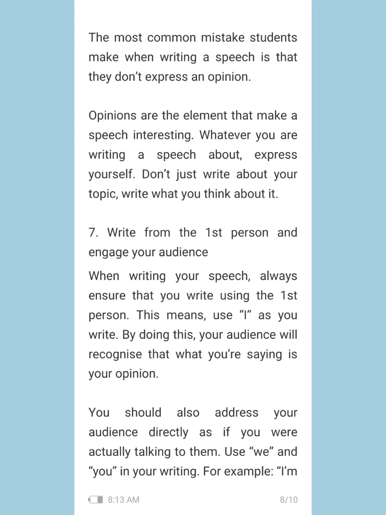Actually, opinions are the elements that make a speech interesting. Don't just write about your topic, write what you think about it. What are you thinking? It doesn't mean that you just have to complete the page, but what you are thinking about that particular topic. You also have to mention that.